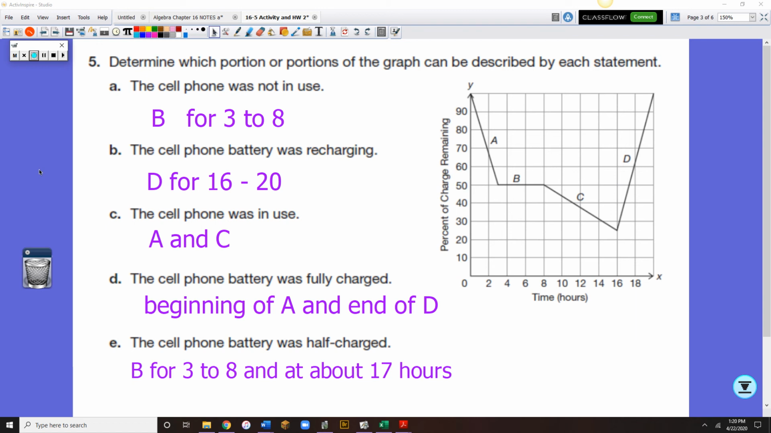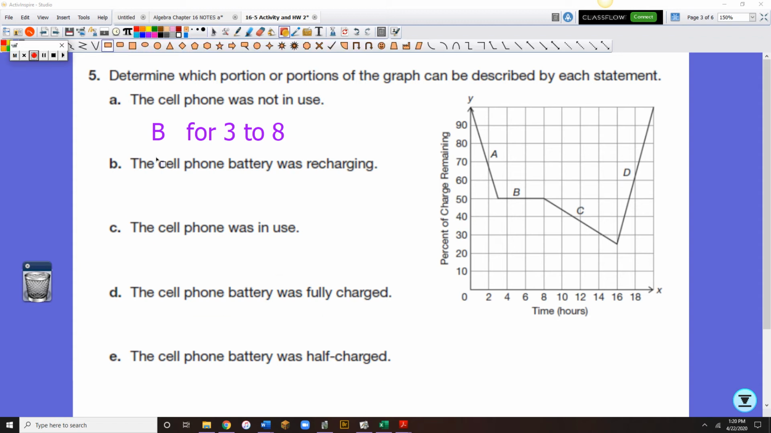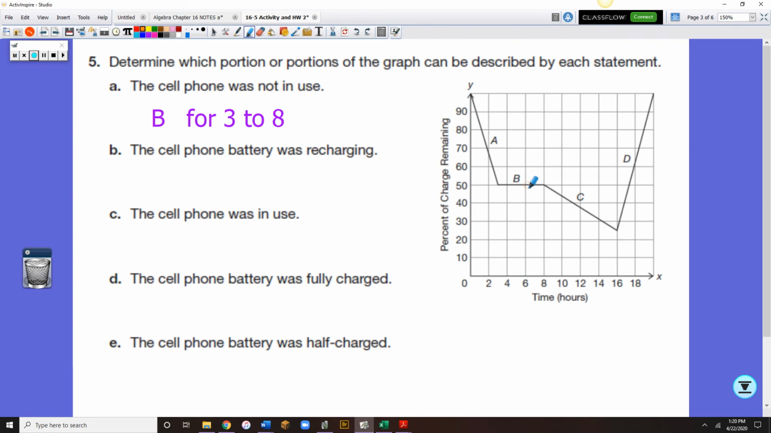Then we're going to do just some interpretation questions. Determine which portion or portions of the graph can be described by each statement. The first statement says the cell phone was not in use. That was section B, right here in section B where it's flat. The cell phone battery was recharging. We talked about that in a previous screen, and that was in section D, from 16 to 20 hours. The cell phone was in use. Well, it was in use twice, during section A and during section C.